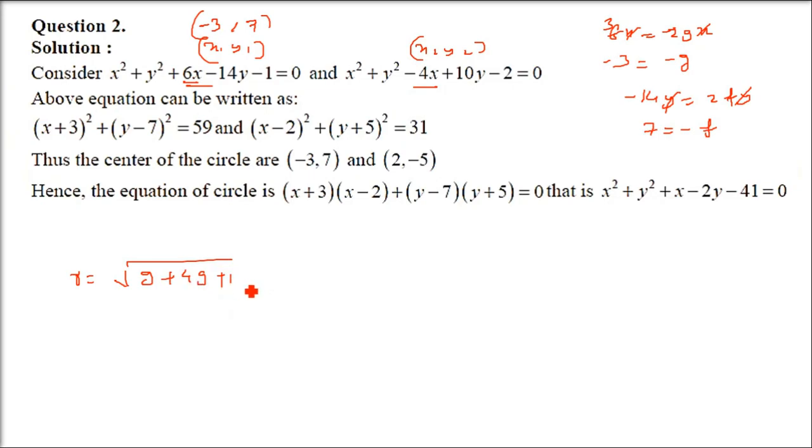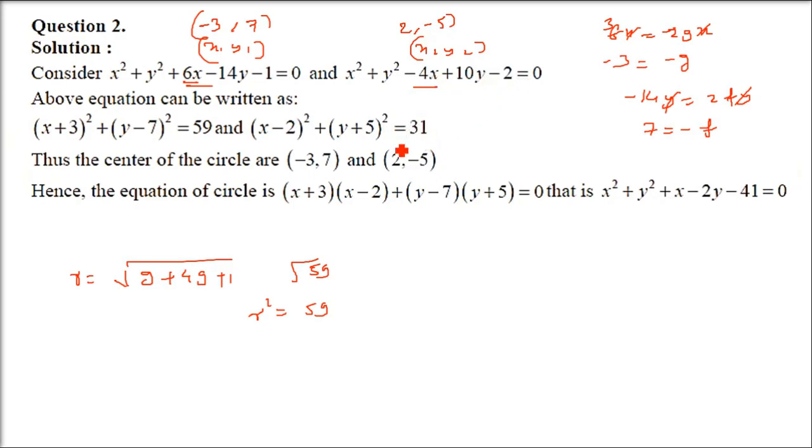So what do you get? 49 plus 10 is 59. Under root 59. R square is 59. Now you have h and k also. So x plus 3 whole square, y minus 7 whole square, equals root 59 whole square, that is 59. Same thing you have to do with this one. So the center will be here 2 and minus 5.